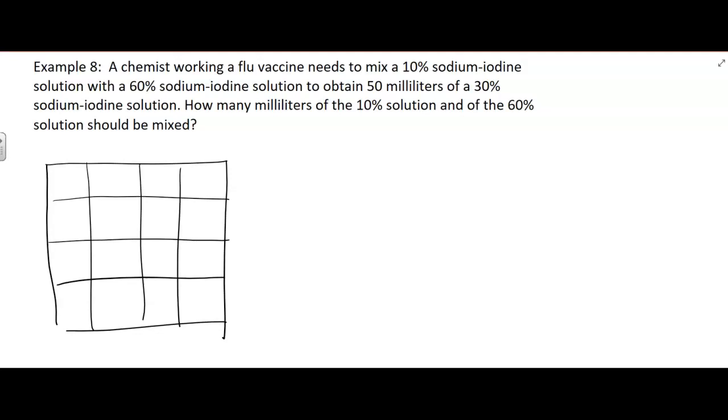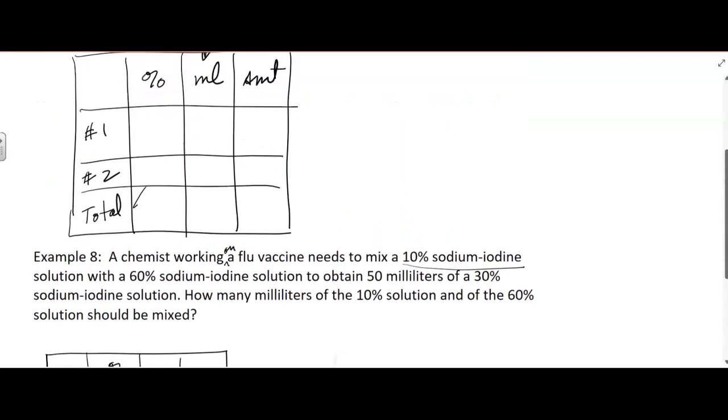Okay, so a chemist working on a flu vaccine needs to mix a 10% sodium iodine. So sodium iodine, and it's a 10%. That's going to be 0.10. So your percentage, I'm going to put that in the first column.